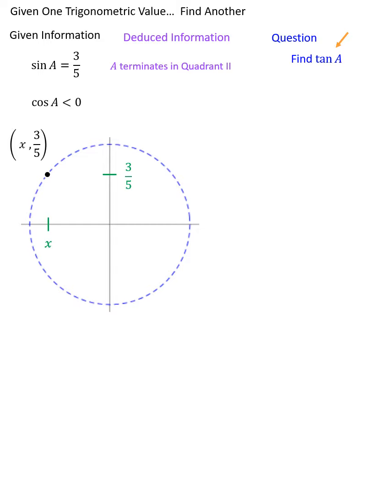Well, the good news is the point is on the unit circle. Therefore, it must satisfy the equation x squared plus y squared equals 1 at any point, specifically at the point in question. And so I can plug the y-coordinate of 3/5 in, because I know that point has a y-coordinate of 3/5, and now I can use rather ordinary algebra to solve for x.